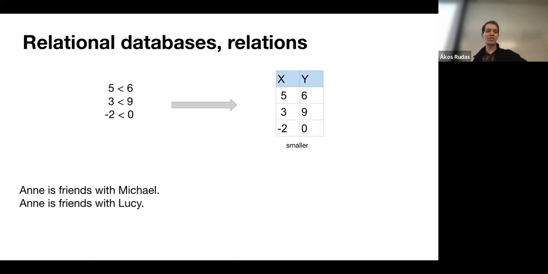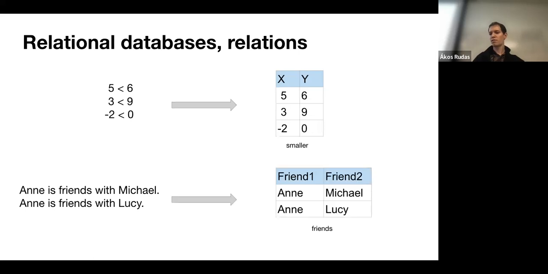So the next relationship is Anne is friends with Michael, and Anne is friends with Lucy. Again, we see two examples of relationship. So how do we store it in a database? We store it in a table or relation. In this relation, the name of the relation is friends, and we have two columns, friend 1 and friend 2. And every row represents a pair of friends.